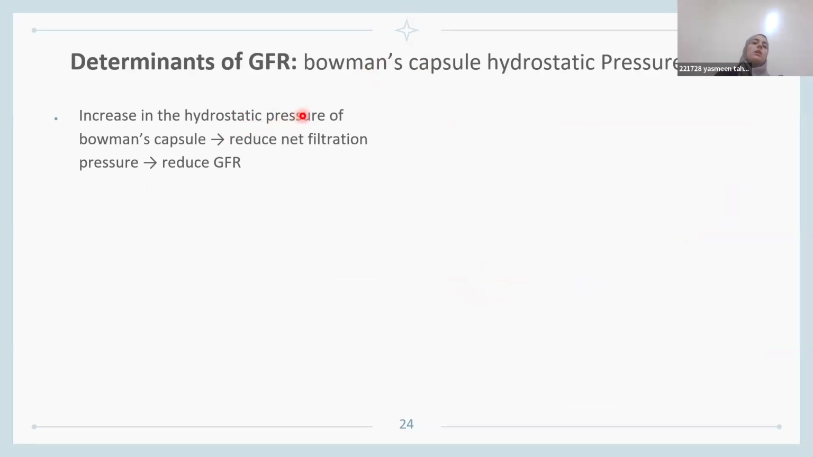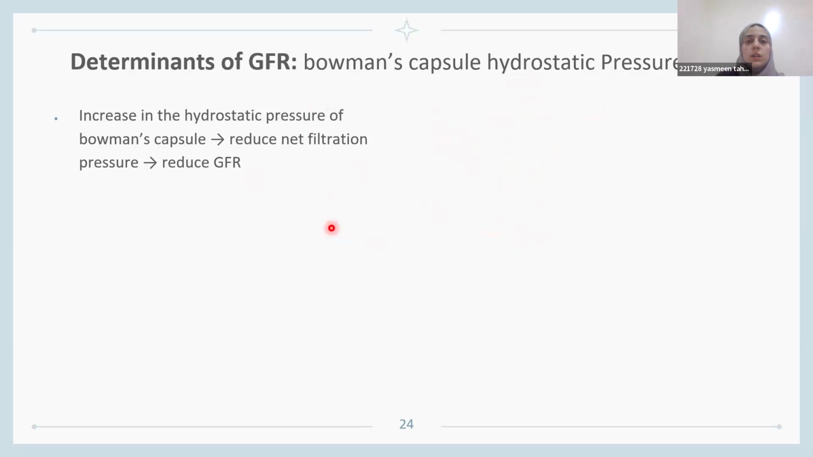I just mentioned a few minutes ago that an increase of hydrostatic pressure in the Bowman's capsule will actually reduce net filtration. That's because if the Bowman's capsule has high hydrostatic pressure, it's going to try to push the fluid not to come into the Bowman's capsule. This is how hydrostatic pressure works. It pushes the fluid to the other side.